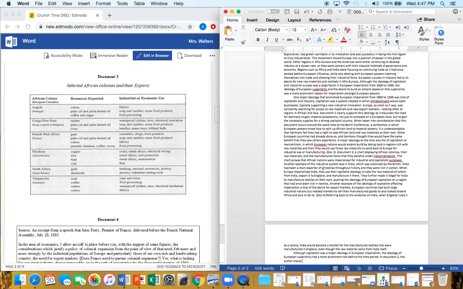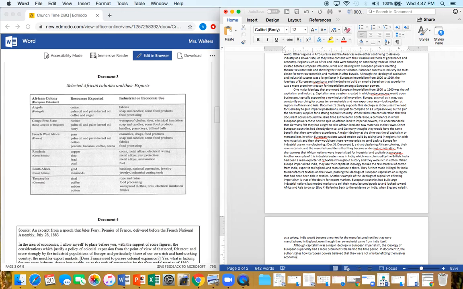The author states how European powers believed that they were not only benefiting themselves economically, but also benefiting the colonized regions through giving them an industrial way of life in a rapid way, such as building roads and canals and railways.